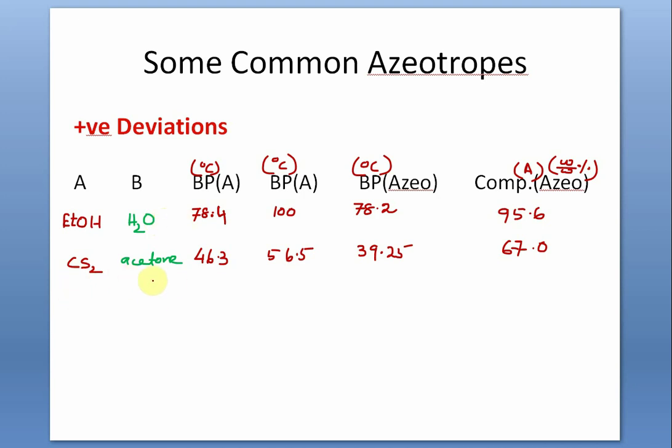Similarly, carbon disulfide acetone also shows positive deviation. Carbon disulfide has a pure boiling point of 46.3 and acetone 56.5, but the azeotrope is much lower than the lower boiling liquid, that is the more volatile liquid. It is way below. It's not like ethanol water, only 0.2 below. And the composition is 67% of carbon disulfide, A, by weight.